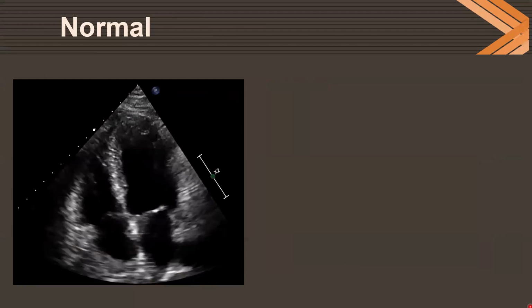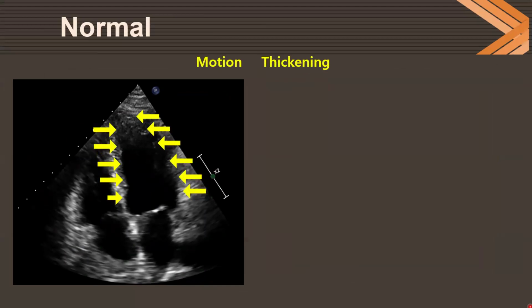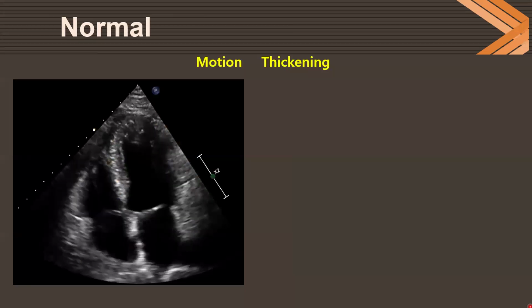This is an apical four-chamber view, and the same principle applies here also. We need to comment on two items, motion and thickening. How do all walls move towards the center of the ventricle? And what about the thickening of all walls? Is it equal thickening? Is it adequate or not?